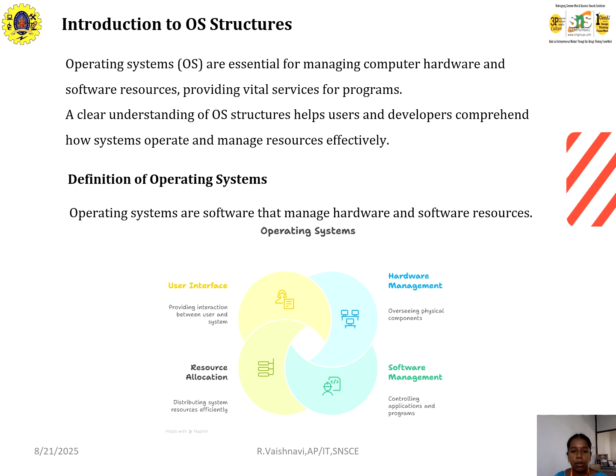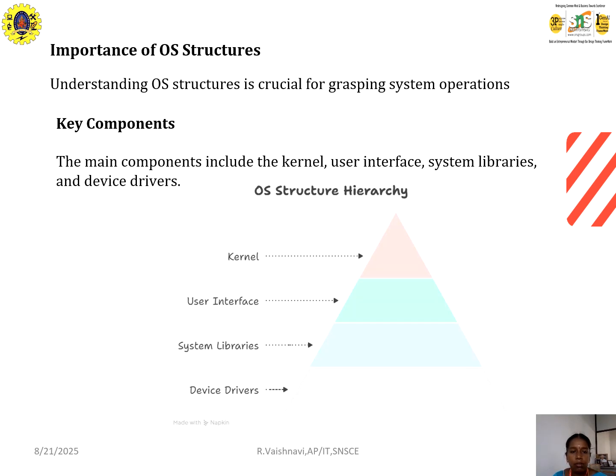The definition of the operating system: it manages both the hardware and the software resources. Here we have the diagram for operating system definitions. Here we have hardware management, software management, resource allocation, and then user interfaces. Second one, importance of operating system structures. To understand the operating system, it is crucial for grasping the system operations.